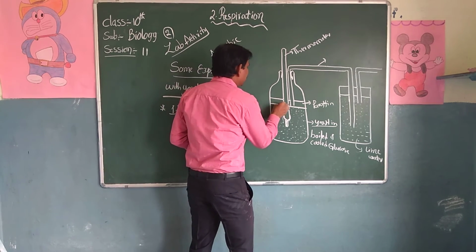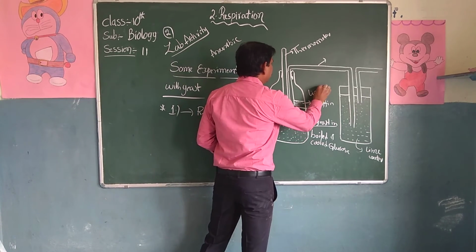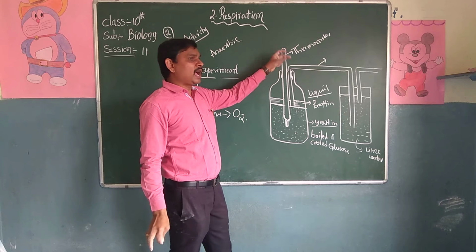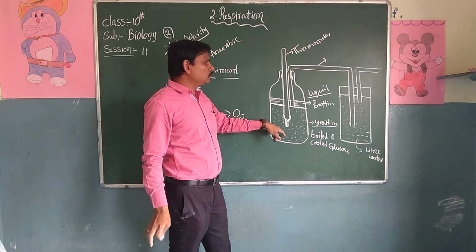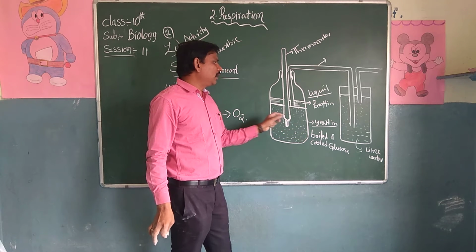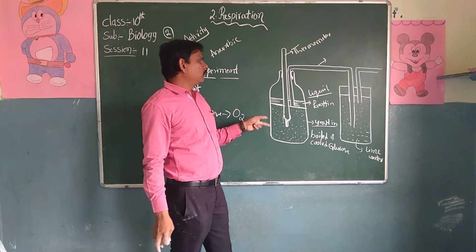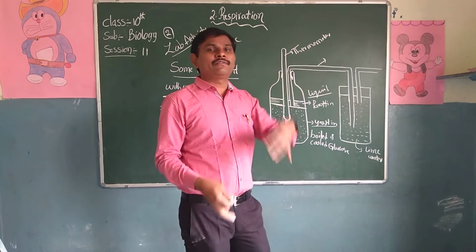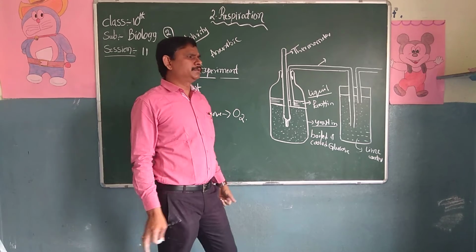We are adding liquid paraffin. Why are we adding liquid paraffin? Because there is a chance of oxygen entering the glucose. If we add a layer of liquid paraffin on top of the glucose, it will prevent the entry of oxygen into the glucose.